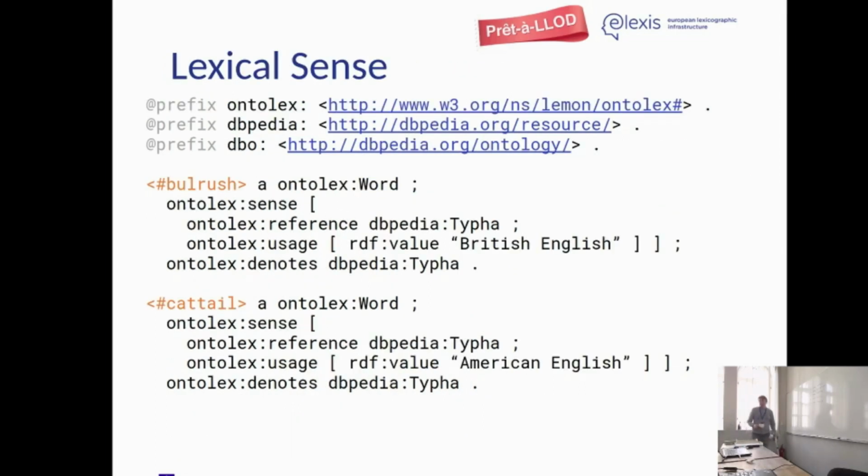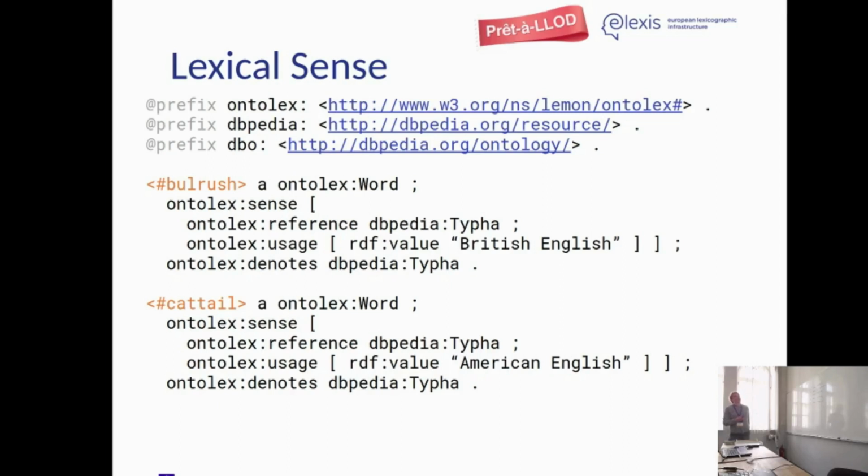So let's look a bit more into lexical senses. So here we're going to have two lexical entries here. So we have bulrush and cattail. So these are both OntoLex words. We now have a sense here, and here we're using our square brackets, so our sense is blank node, of course. And then we give it a reference, so this is our semantics by reference, and our reference is to, I say, a DBpedia concept, in this case a DBpedia concept for Typha. And we can add a usage. For the example, we can say the usage is British English.